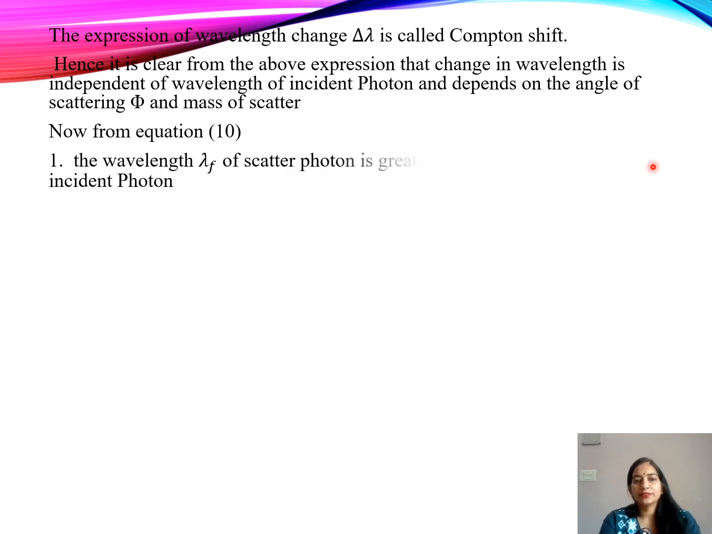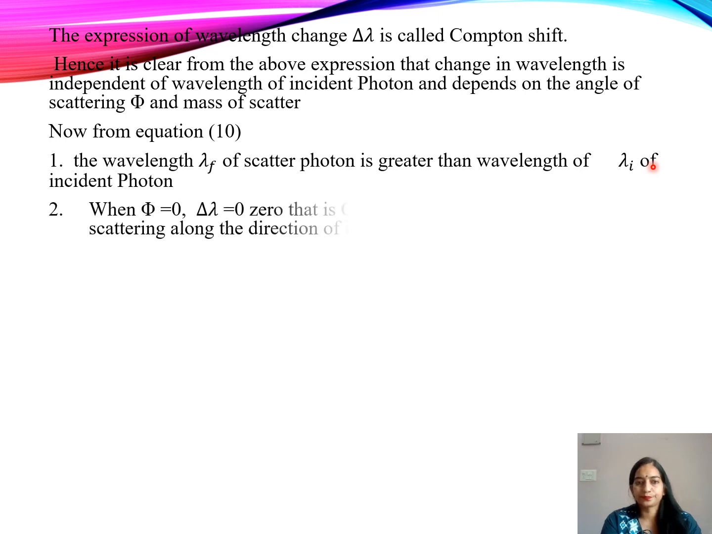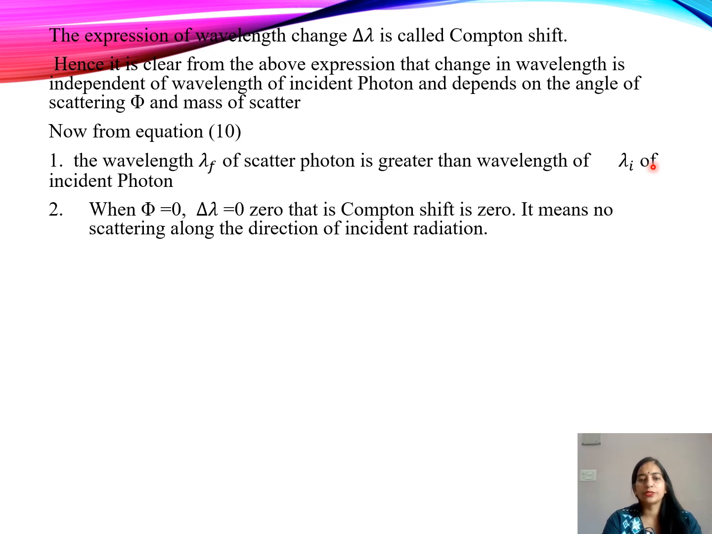Now from equation 10, lambda final of the scattered photon is greater than lambda initial, so the wavelength increases. If the wavelength increases, it means the frequency decreases after scattering. When phi is equal to 0, delta lambda equals 0, that is, the Compton shift is 0. If the incident photon travels in the same direction as its incidence, then the Compton shift is 0, meaning no scattering along the direction of incident radiation.